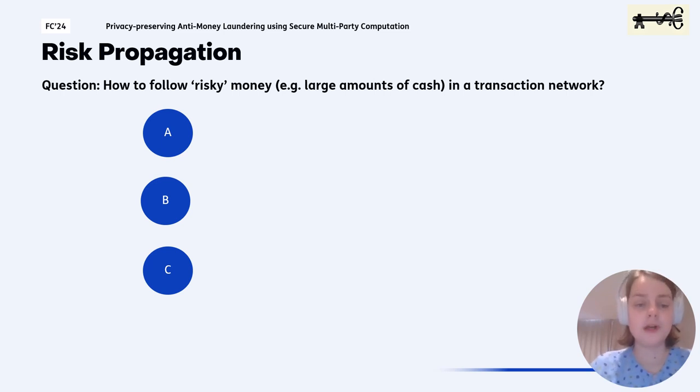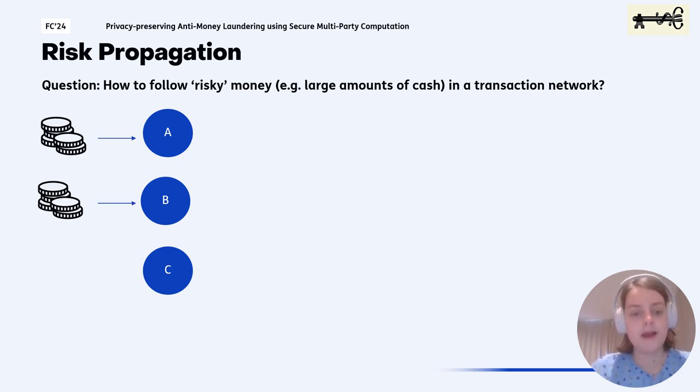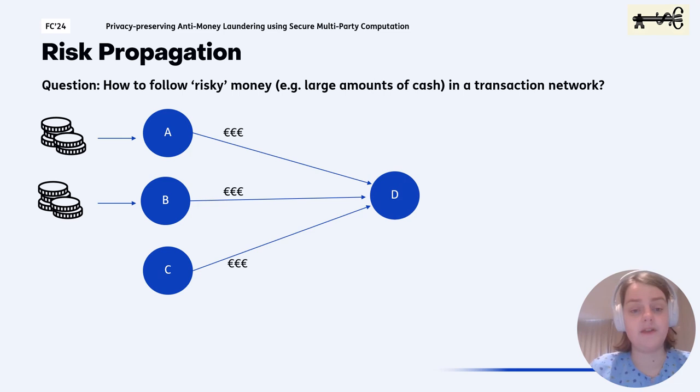What's risk propagation about? Well, a few years ago, there came a question from our partners and they said, how can we follow risky money, for example, large amounts of cash in a transaction network? Let me give a very small example of what that risky money could look like. So in this picture, you see three bank accounts, bank account A, B and C. And in this scenario, bank account A and B receive a large amount of cash. And after they've received this amount of cash, C doesn't receive anything. They send also a large amount of money to account D, and C also does that.